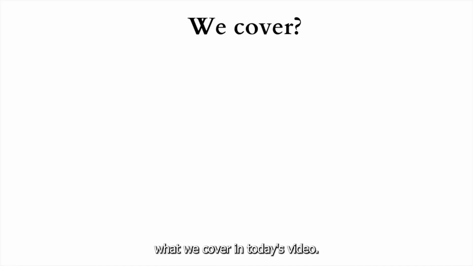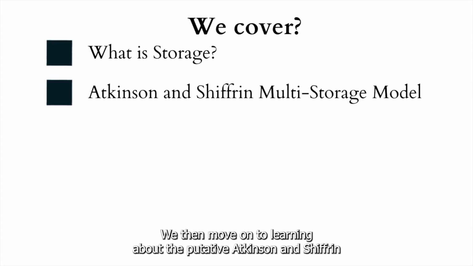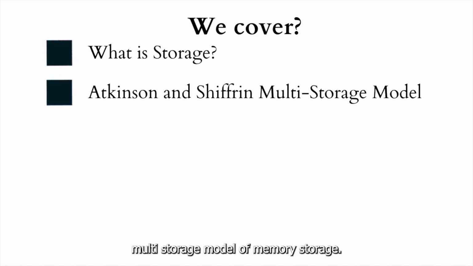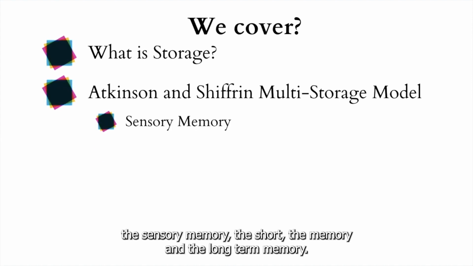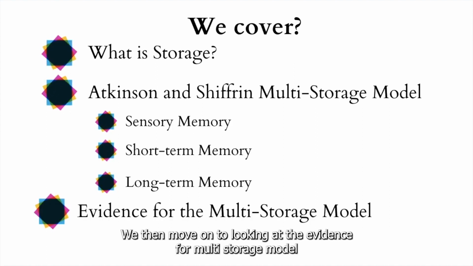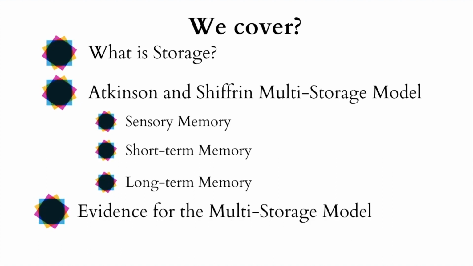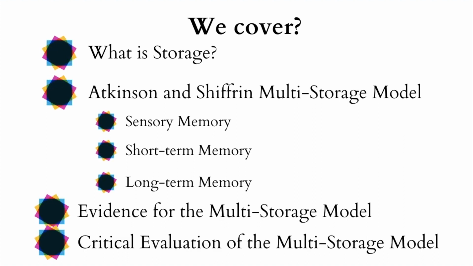In today's video, we start by defining the concept of memory storage, and we will move on to learn the postulated Atkinson and Shiffrin multi-store model of memory storage. In that, we cover the different storage stages of the Atkinson-Shiffrin model, which include the sensory memory, the short-term memory, and the long-term memory. We then move on to look at the evidence for the multi-store model, and finally end the video by critically evaluating it. With that being said, let's proceed to the video.